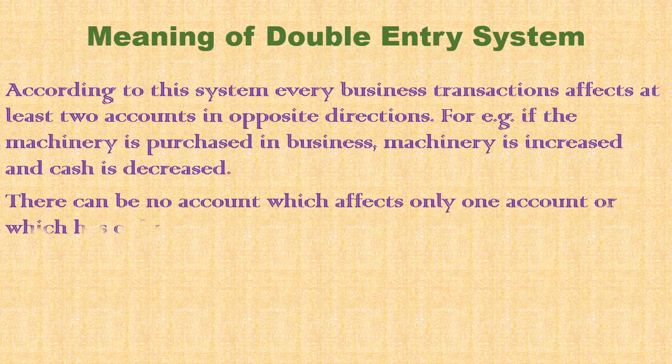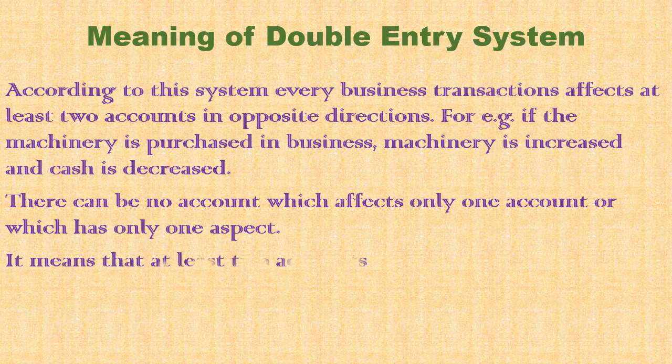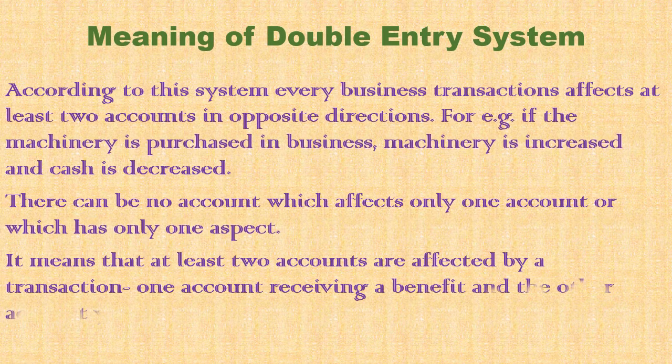There can be no transaction which affects only one account or which has only one aspect. There is no such accounting record that we can make which will have only one account affected. It means that at least two accounts are affected by a transaction, one account receiving the benefit and the other account yielding the benefit.